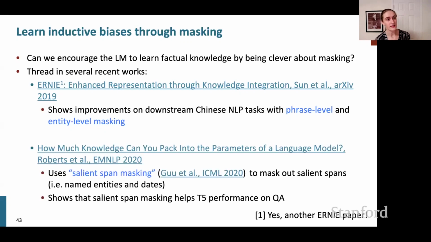And then the second work is actually something you heard about in the last lecture, which is the idea of using salient span masking to mask out salient spans. And a salient span is just a named entity or a date. So you can see this is pretty similar to what ERNIE is doing. And they found that using salient span masking actually significantly helped T5 performance on these closed domain question answering tasks.